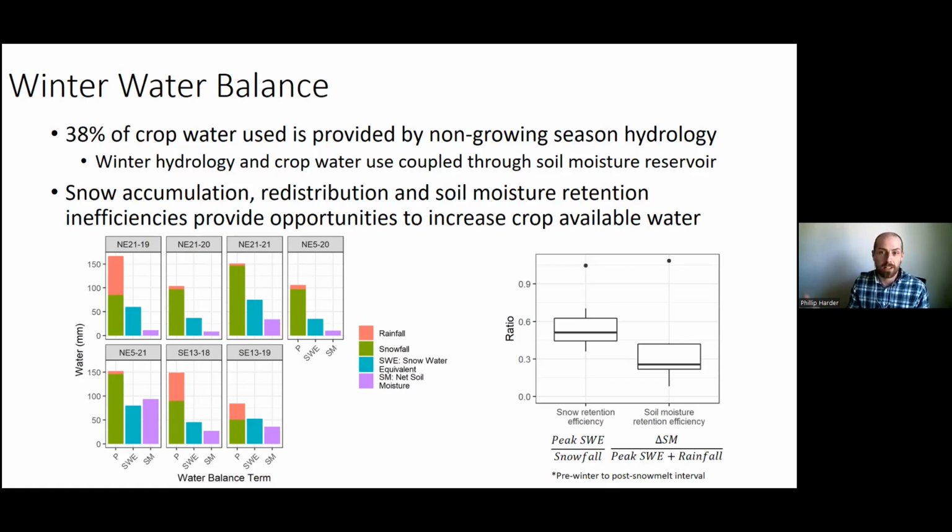And then if we look at soil moisture retention efficiency, so this is the amount of soil moisture change relative to snow that we've observed, peak snow plus rainfall, it's actually quite low as well. So what I'm trying to communicate here is that we have opportunities potentially to increase the amount of water available for crop growth in the summertime by managing what happens in the wintertime. But to do that, we need to have a modeling framework to try and relate these things, because we can't measure everything all the time.